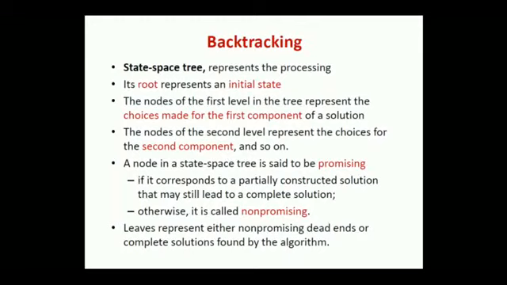It is convenient to implement this kind of processing by constructing a tree of choices being made, and it is also called the state space tree. Its root represents an initial state before the search for a solution begins. The nodes of the first level in the tree represent the choices made for the first component of a solution. The nodes of the second level represent the choices for the second component, and so on.